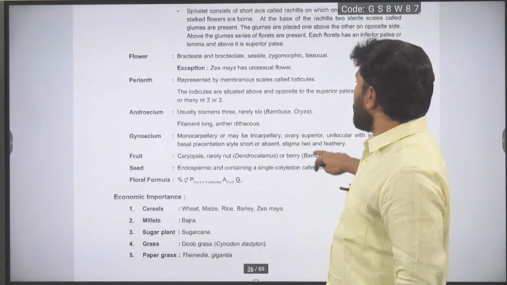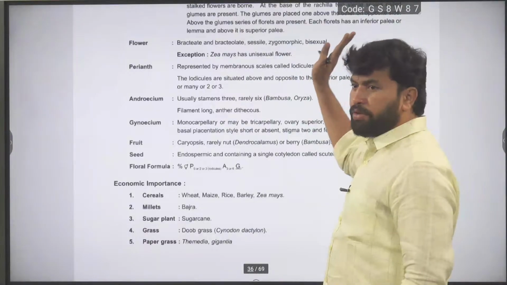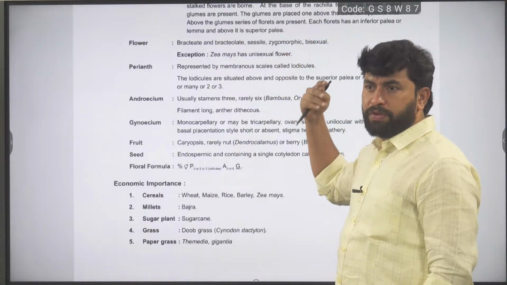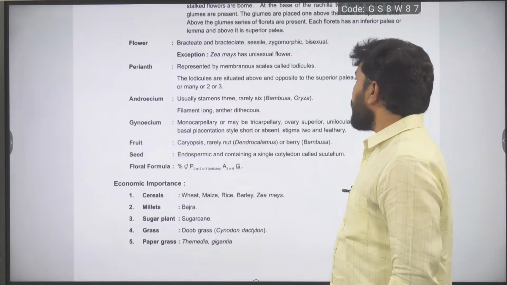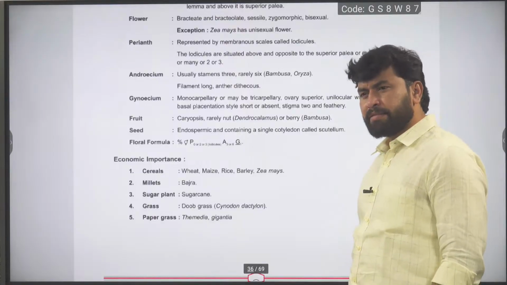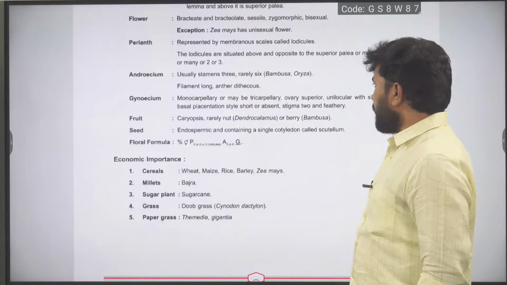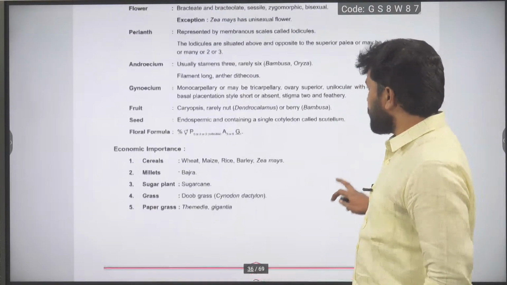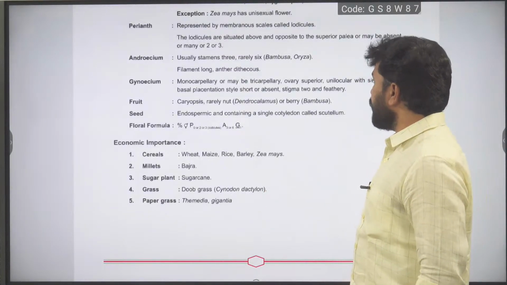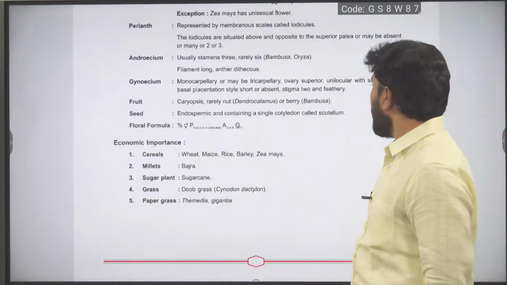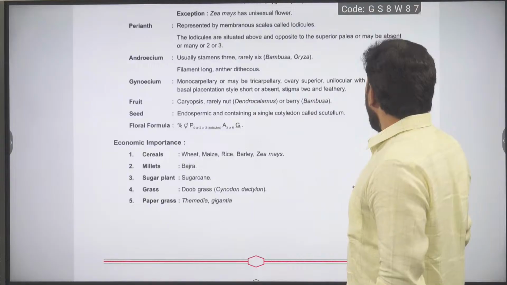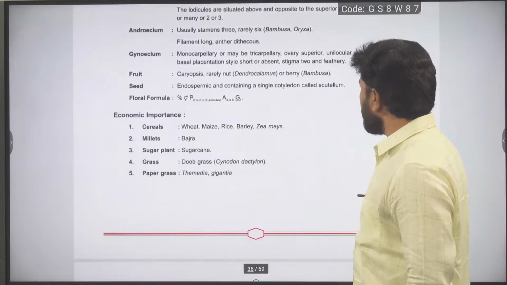Represented by perianth members. What did you call perianth members? Lodicules, because sepals and petals are fused together. They are not distinct. Forget about them. Androecium, usually 3 stamens. Why? Monocots. Filaments long, anther is dithecous. No need to worry. Almost all plants will have dithecous anthers. Gynoecium, monocarpellary, basal placentation. Superior ovary, that's common. Inferior only in Asteraceae. Unilocular, single ovule, basal placentation.